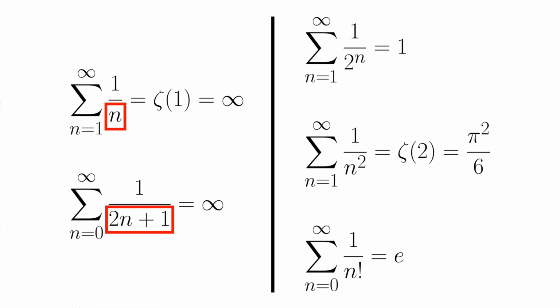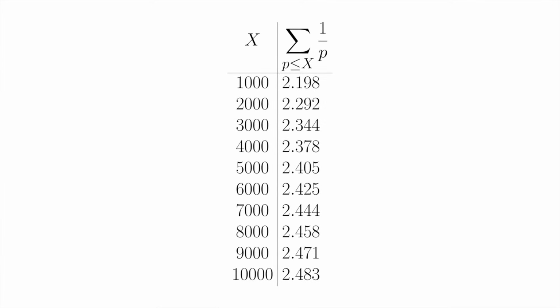We can attempt to get some intuition for this by looking at a table of the partial sums. So this first line, for example, is telling you that if you sum the reciprocals of just the primes that are less than 1,000, then you get 2.198. If you go up to 2,000, you get 2.292, and so on. Unfortunately, it's not crystal clear from this data set whether we think this number should be going to infinity, or if it's really going to some fixed number, like maybe it's going to 2.5, for example.